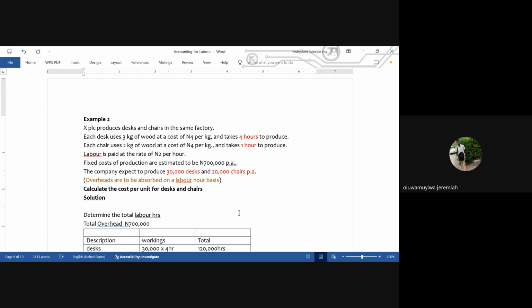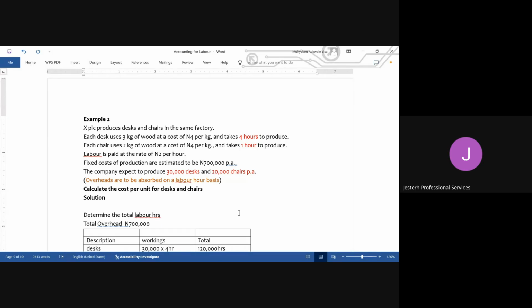Now, one thing, it seems like you mixed it up. Labor depends on hours. Material depends on the inventory they want to use to produce the products. So in the question, whenever you see labor, you see hours. Labor hours means labor hours. Whenever you see materials, it depends on the material they want to use to produce their products.